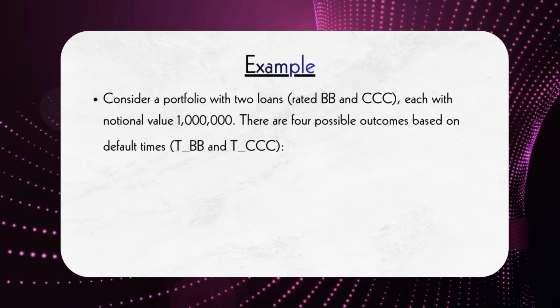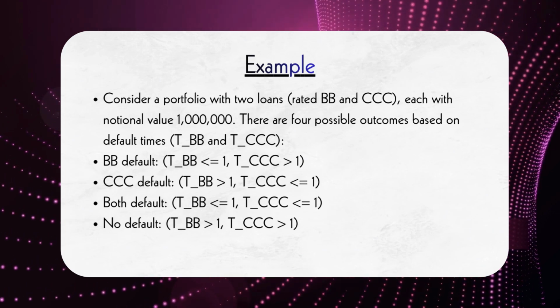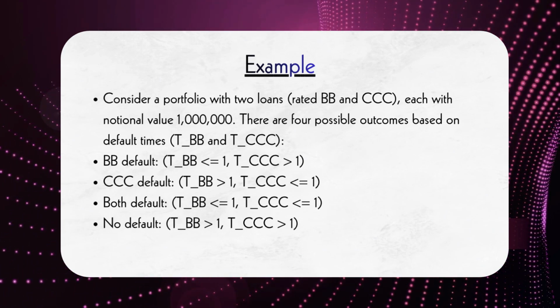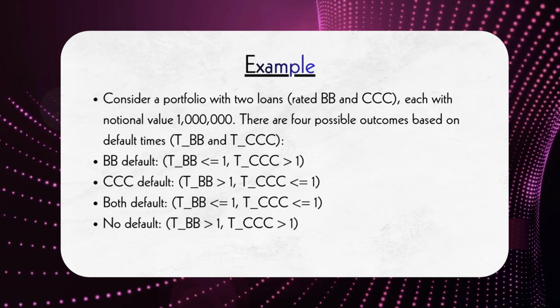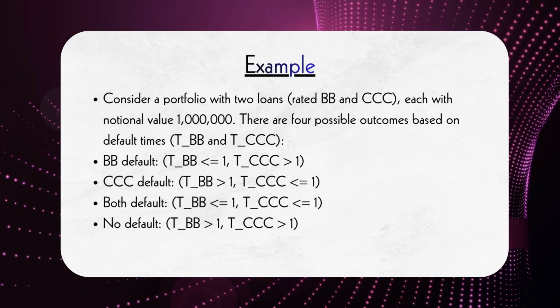Now let's understand this with an example. Consider a portfolio with two loans, one rated BB and the other rated CCC, each with a notional value of 1 million. There are four possible outcomes: only BB defaults, only CCC defaults, both default, or no default at all.